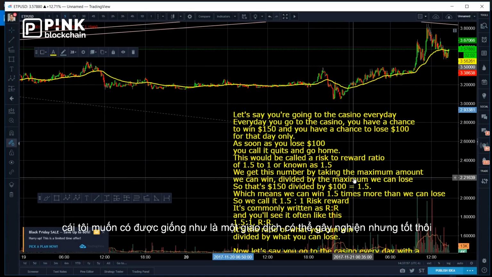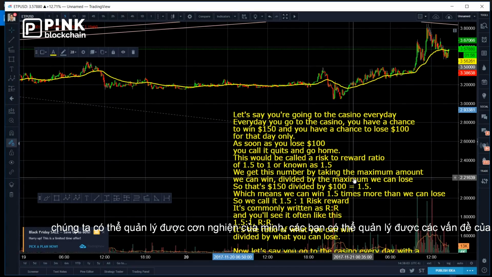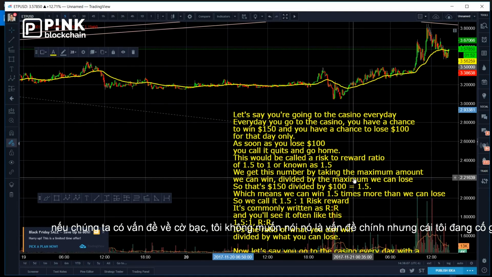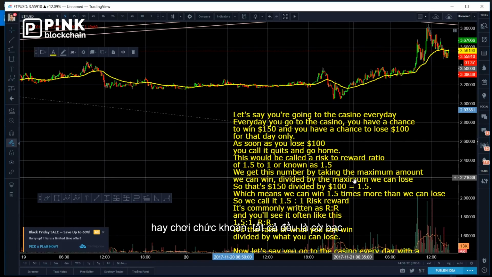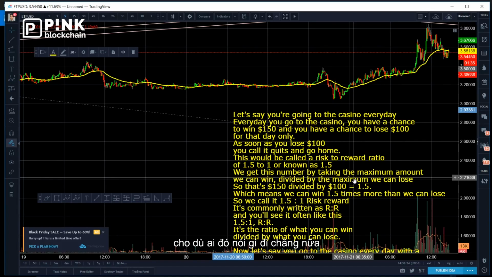So what I'm getting to is, it's quite an addiction trading, but it's okay. We can manage our addictions, we can manage our problems if we have a gambling problem. Not to say that it's not a major issue, but what I'm trying to make clear is that we are gambling. Okay, guys, what I'm trying to say is that gambling and going to the casino or playing the stock market, it is all gambling, no matter what anybody says, okay?